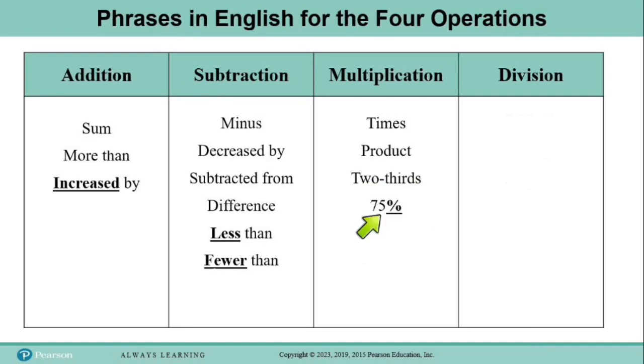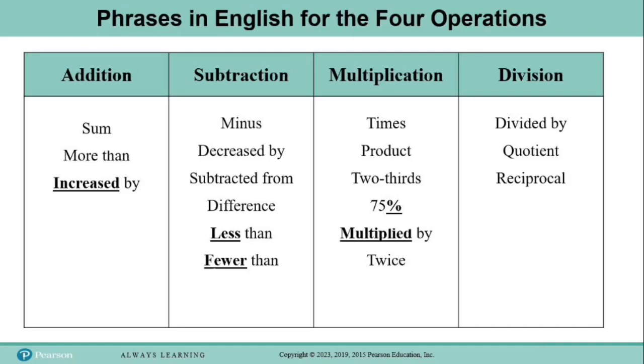75%. So again, the number is not what's important, but if they use a percent symbol, there's probably going to be multiplication involved. Multiplied by, of course, means multiplication is involved. Twice just means 2 times. So we already have the word times here. So if you see the word twice, that probably means multiplication is involved in the relationship somehow. And then for division, the words divided by, of course, quotient, or reciprocal, those all represent division.